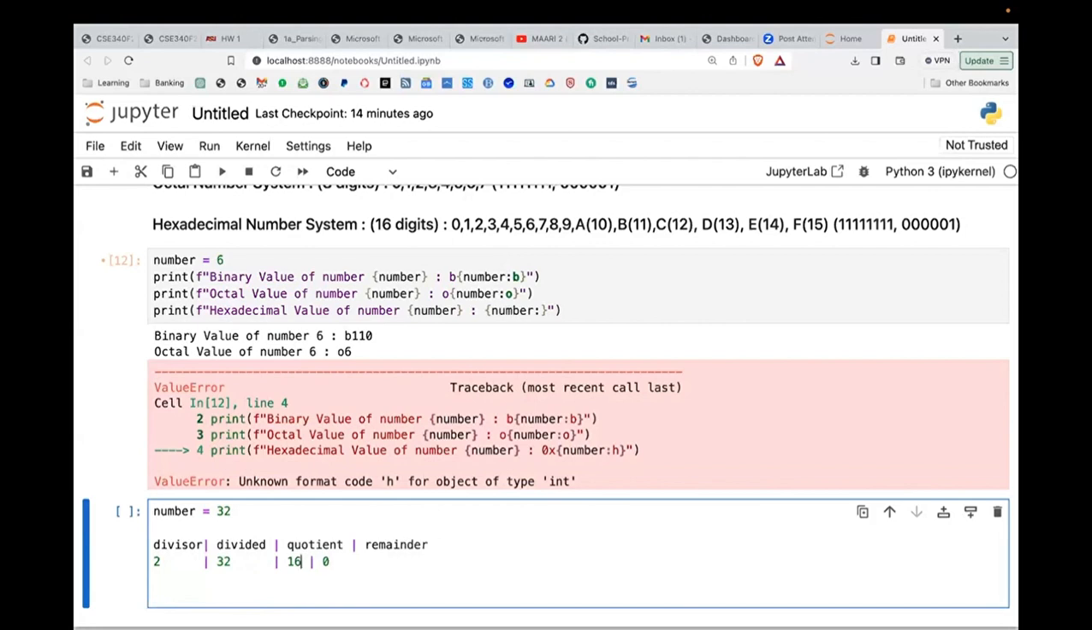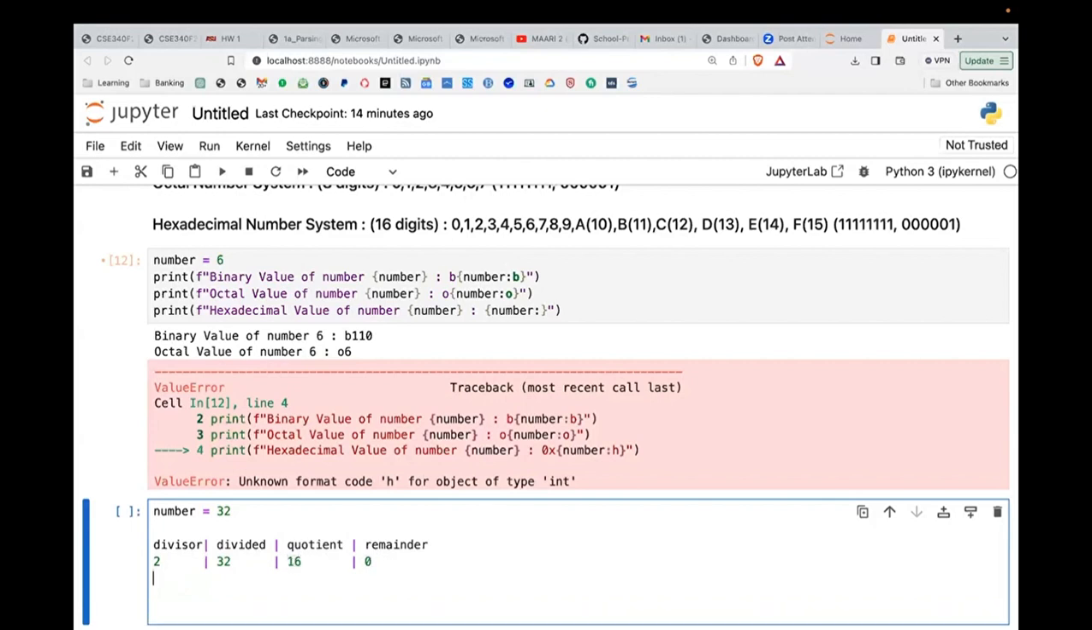When you divide, what exactly happens? 2 16s are 32, so the remainder became 0, right? I wrote the quotient here, 16, and this is the remainder. Next, you have to divide that 16 by 2, because your quotient left was 16.